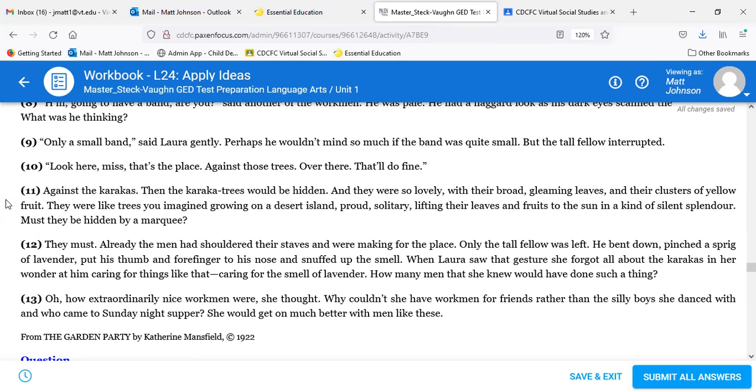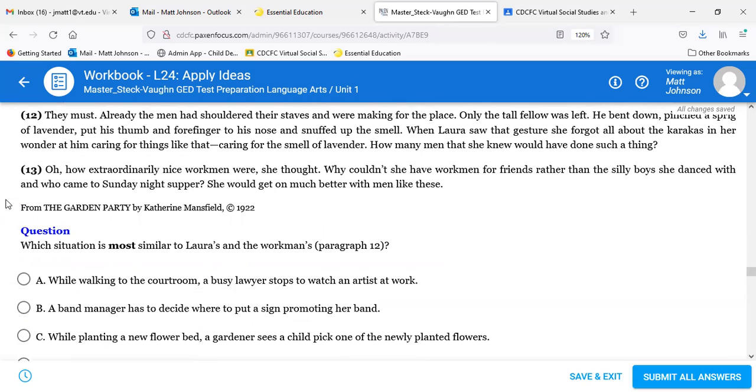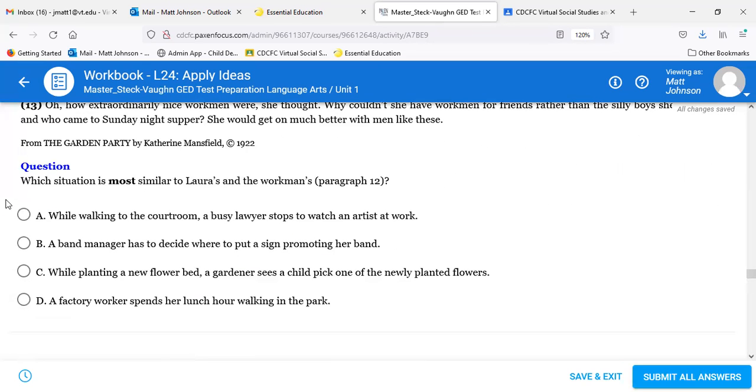He bent down, pinched a sprig of lavender, put his thumb and forefinger to his nose, and snuffed up the smell. When Laura saw that gesture, she forgot all about the karakas in her wonder at him caring for things like that, caring for the smell of lavender. How many men that she knew would have done such a thing? Oh, how extraordinarily nice workmen were, she thought. Why couldn't she have workmen for friends rather than silly boys she danced with and who came to Sunday night supper? She would get on much better with men like these.